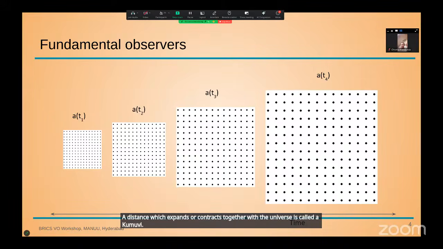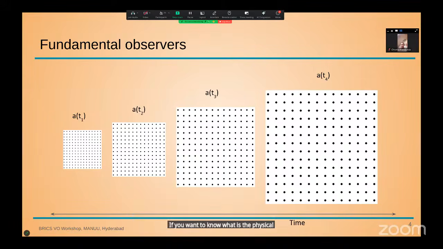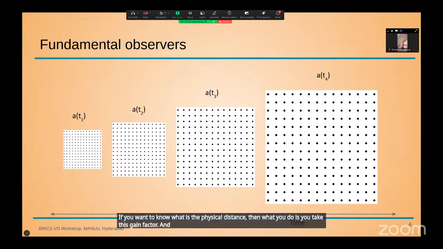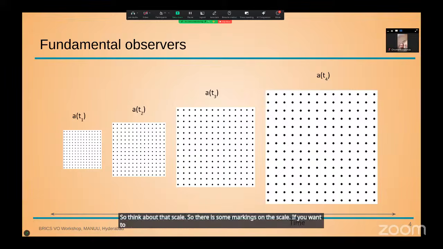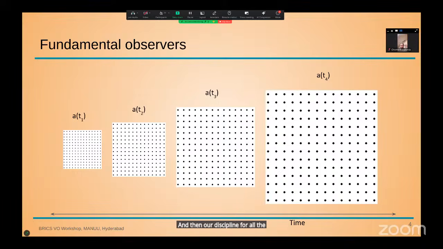If you want to know what is the physical distance, then what you do is you take this scale factor and you multiply the co-moving distance. So think about that scale. There are some markings on the scale. If you want to know at any point of time what is the physical distance, you have to know how much you stretched the scale and then what was the distance on the scale. Then you will know the physical distance. So physical distance is scale factor times co-moving distance.